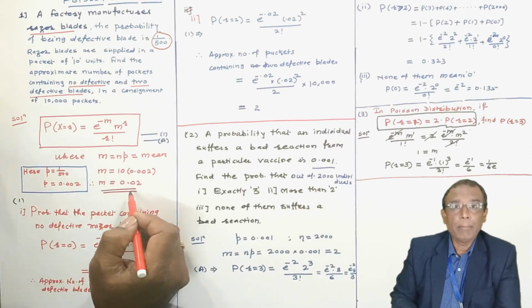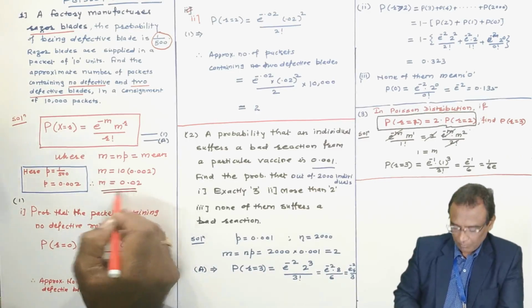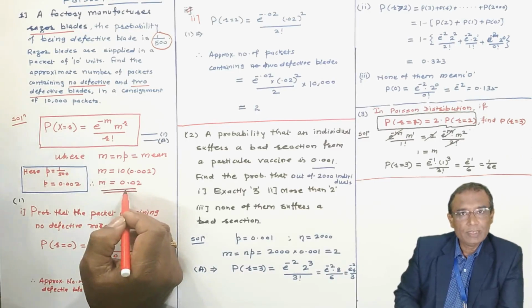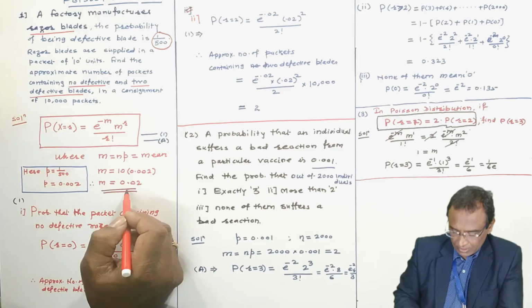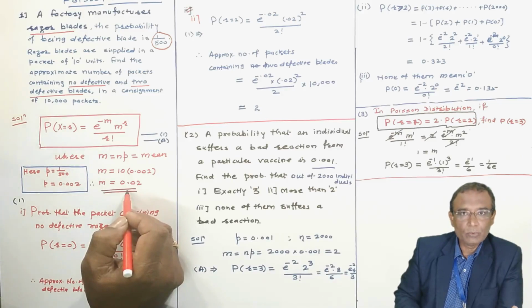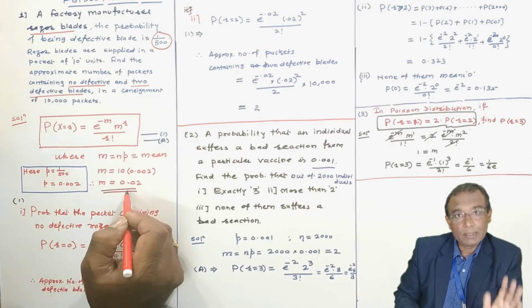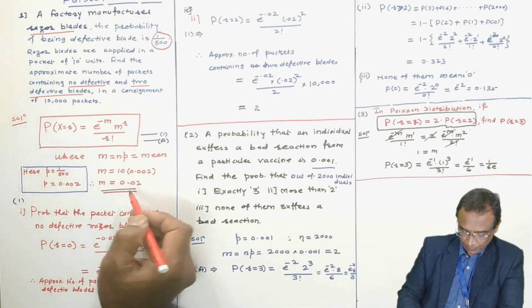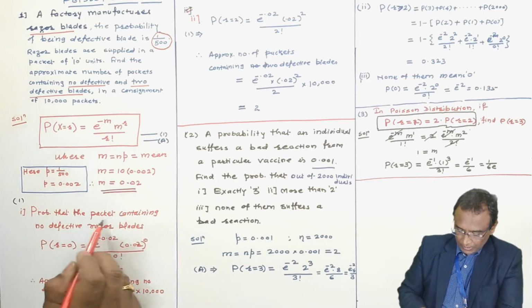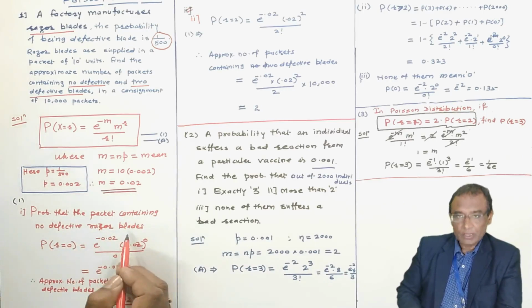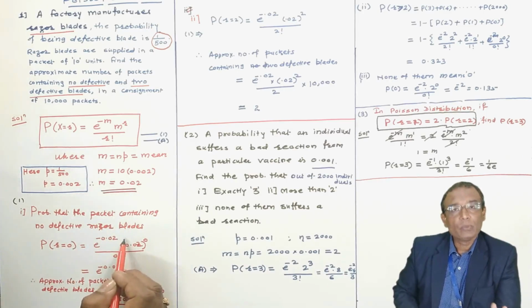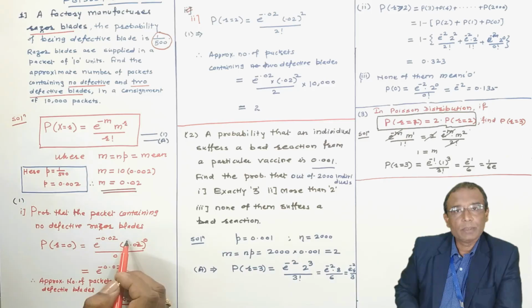What is the meaning of m? On average, there are 0.02 defective blades in a packet containing 10 blades. You please remember. Now, the probability that the packet contains no defective razor blades means what?